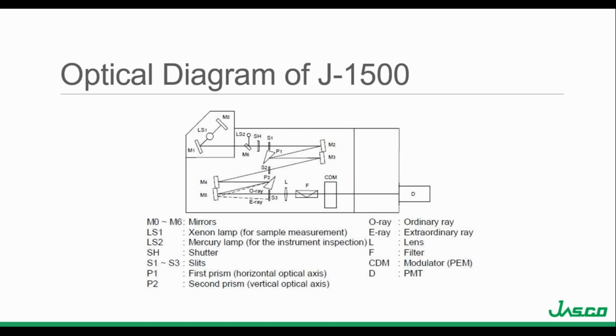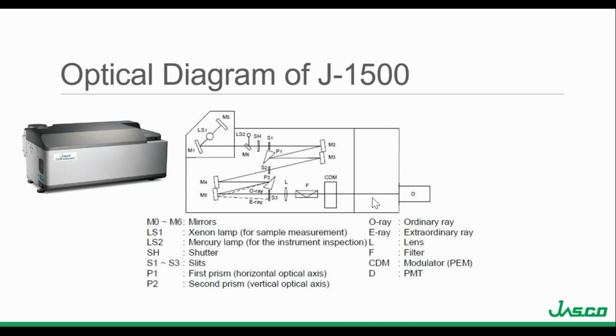This is the optical diagram of the J1500. There are 3 models in the J1000 series, which all have, for the most part, the same monochromator. This empty box right here is the sample compartment. In the J1100, where the actual sample sits is in this area where the monochromator is, so this is not there. So it's a much smaller footprint.